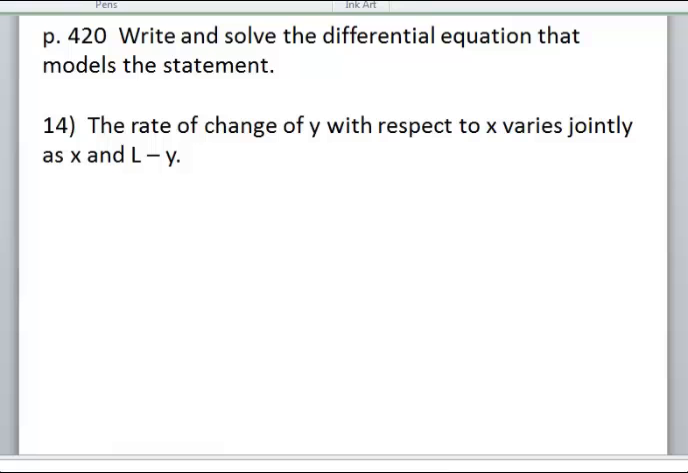My next problem says solve a differential that models the statement. So this one says the rate of change of y with respect to x. So I've got dy over dx varies jointly as x and L minus y. So I've got a k, and then I've got my x and L minus y. Those just mean they're multiplying those all together.